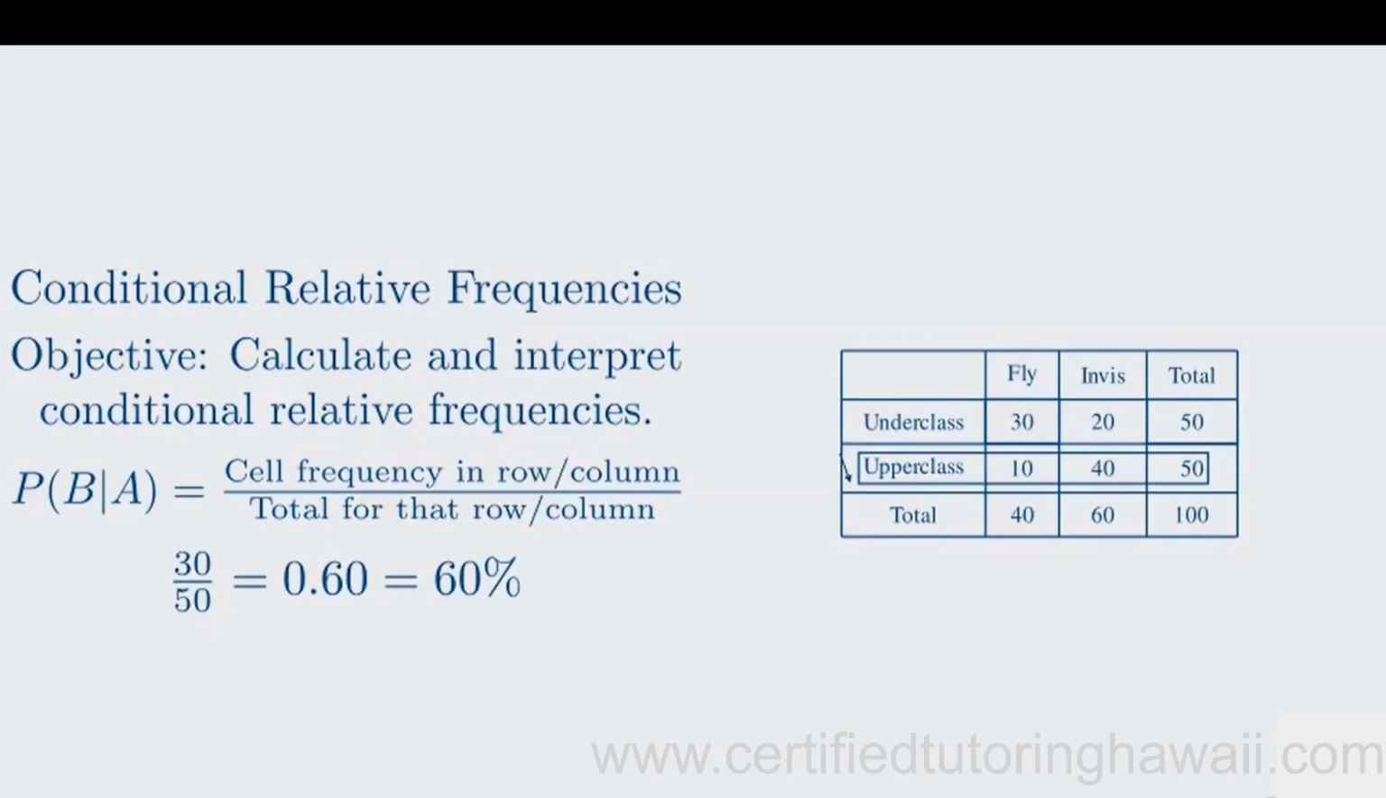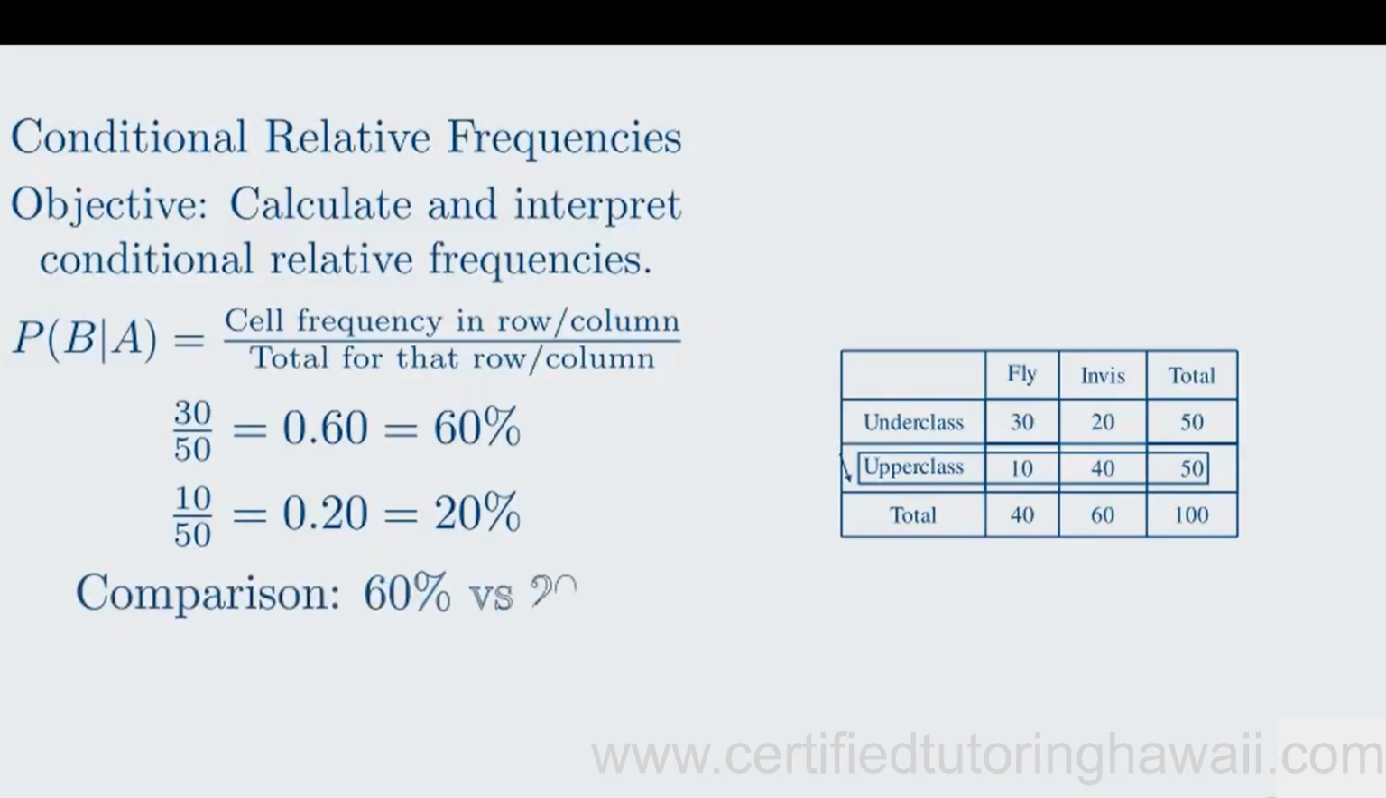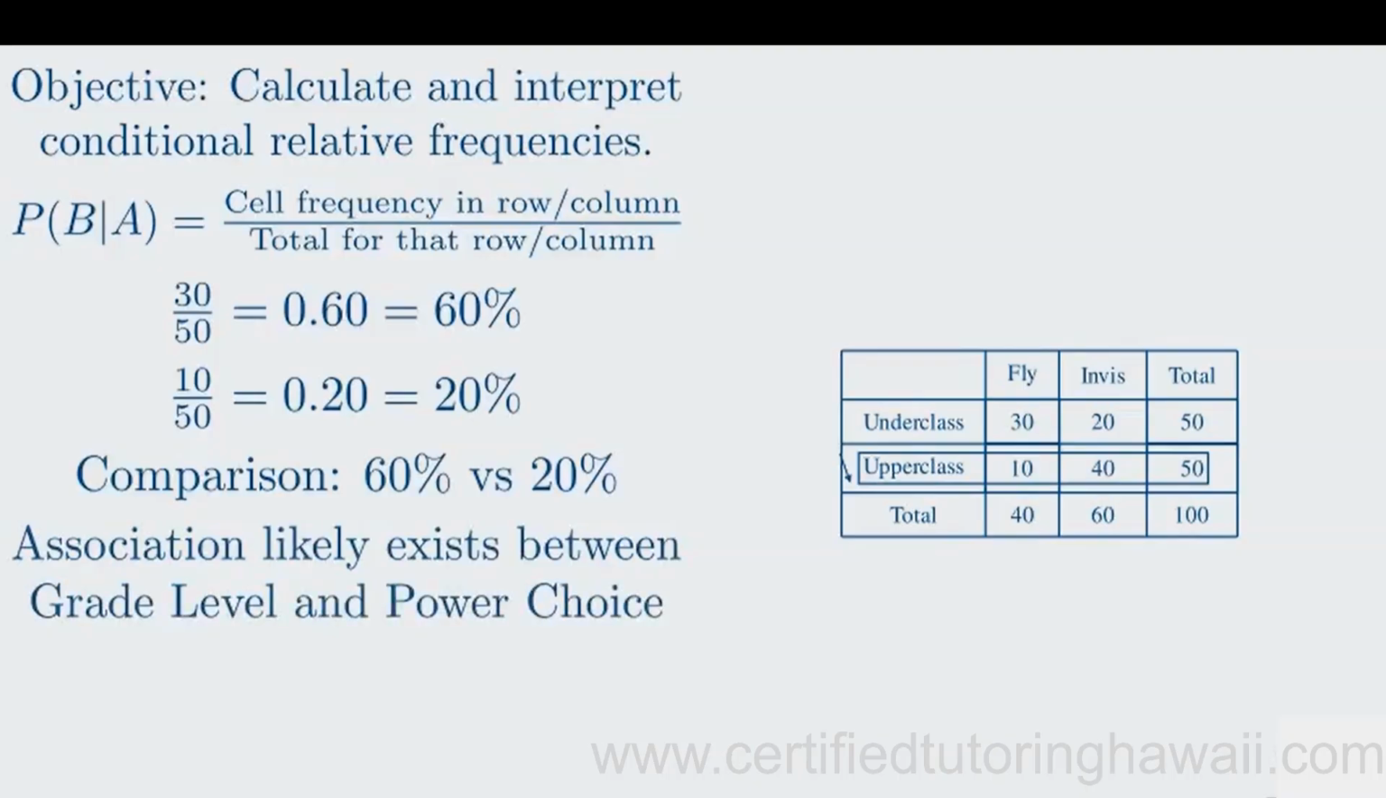Now, let's look at the same preference for upperclassmen. 10 divided by 50 equals 0.20, or 20%. Only 20% of upperclassmen prefer to fly. Notice the difference, 60% versus 20%. When we compare these conditional relative frequencies, we start to see how the two variables, grade level and superpower choice, might be related. We've successfully calculated statistics by restricting our focus to specific levels of a variable.